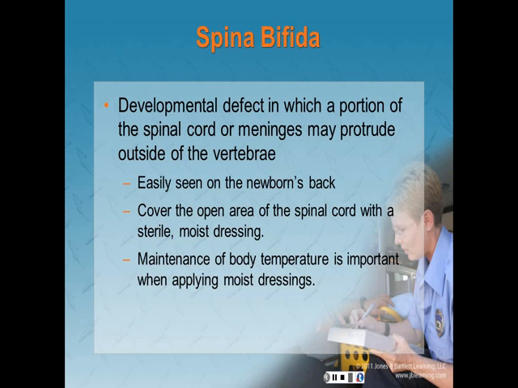Spina bifida. Spina bifida is a developmental defect in which a portion of the spinal cord or meninges may protrude outside of the vertebrae and possibly outside of the body. This is easily seen on a newborn's back and usually occurs in the lower third of the back in the lumbar area. Cover the open area of the spinal cord with a sterile moist dressing immediately after birth to help prevent a potentially fatal infection. Maintenance of body temperature is important when applying moist dressings because the moisture can lower the newborn's body temperature. You should have someone hold the newborn against his or her body.